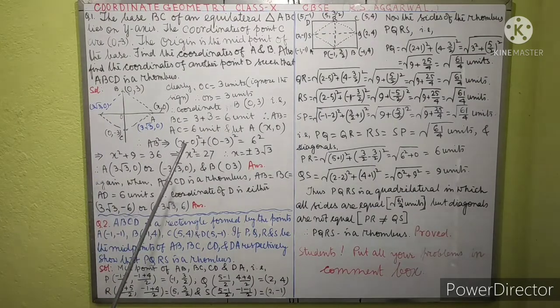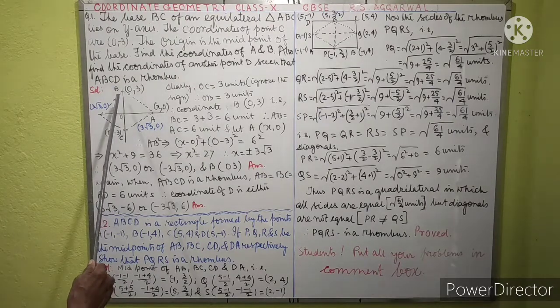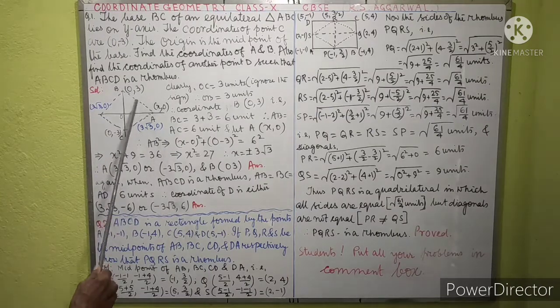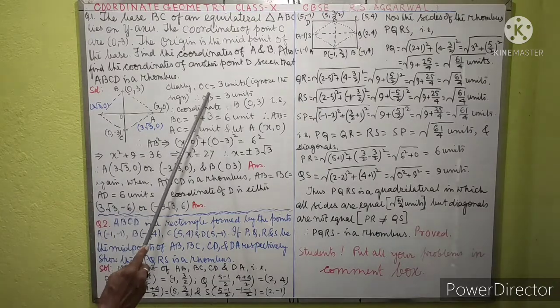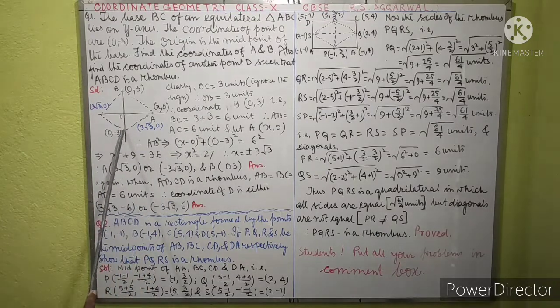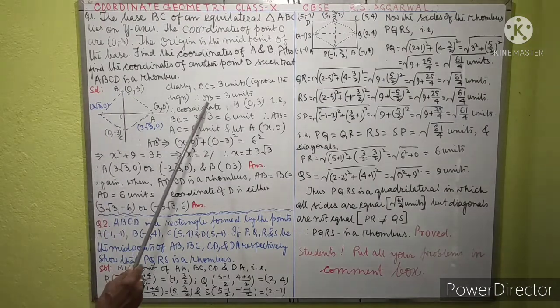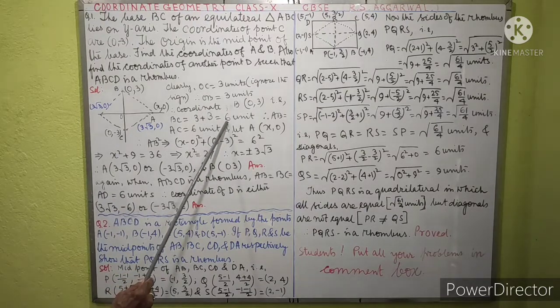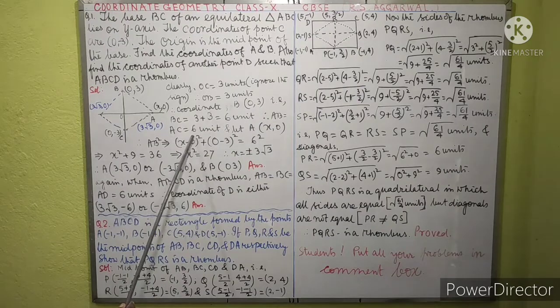Whatever it may be, we already know that the sides of an equilateral triangle are equal. So BC equals CA equals AB. All these sides will be equal. OC equals 3 units, neglecting the negative sign. O to C is 3 units, so O to B must be 3. That is, BC will be equal to 6 units. Therefore AB also and AC also will be 6 units.